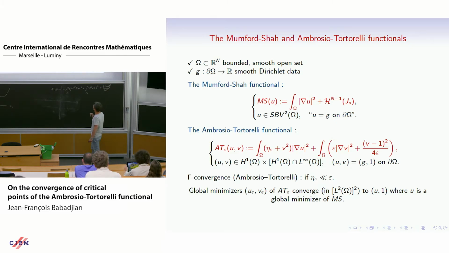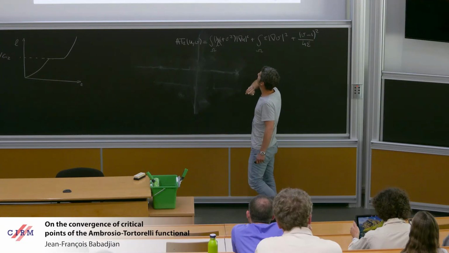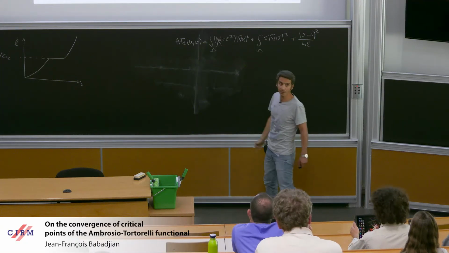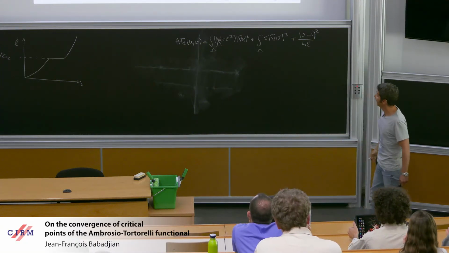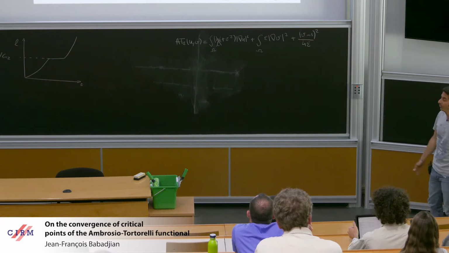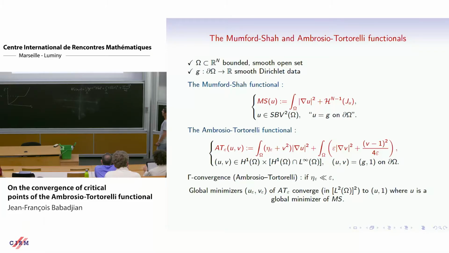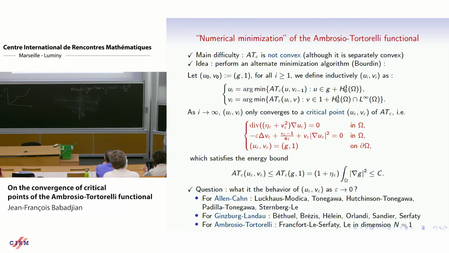And the main problem is this coupling term which is here, which makes this energy non-convex. And when you want to numerically compute minimizers of a non-convex function, you may have trouble, because classical gradient type methods may not converge to a minimizer.